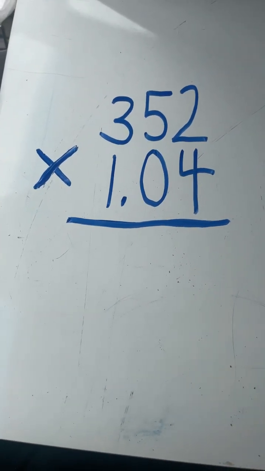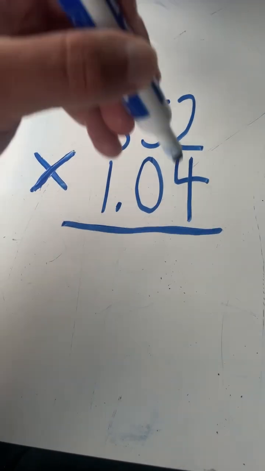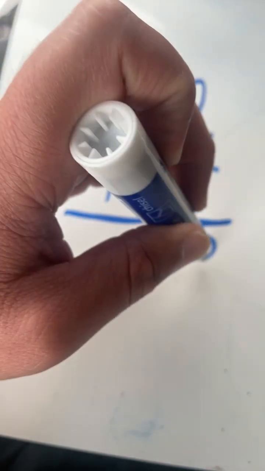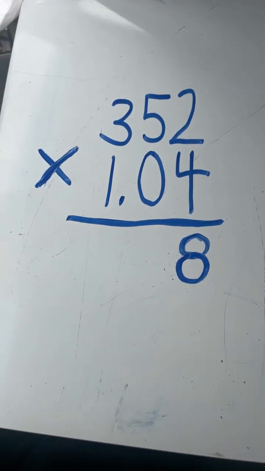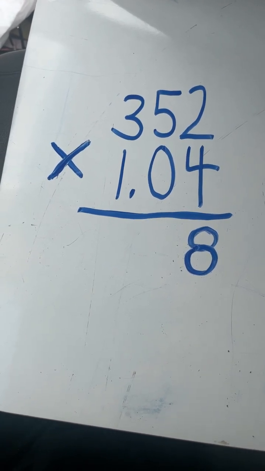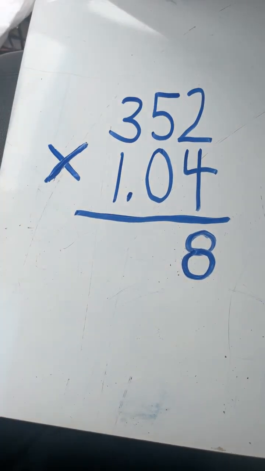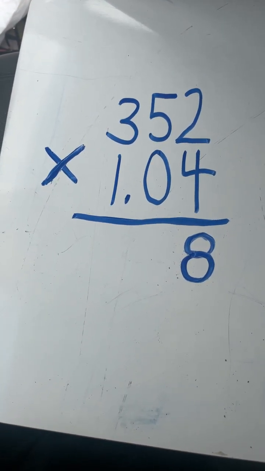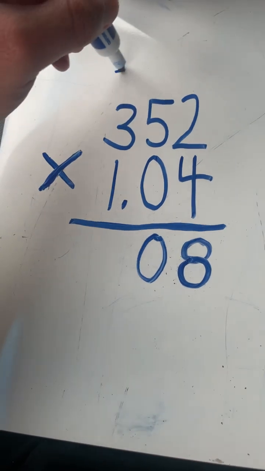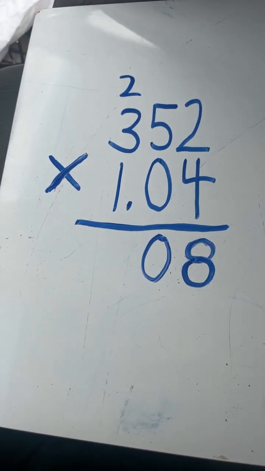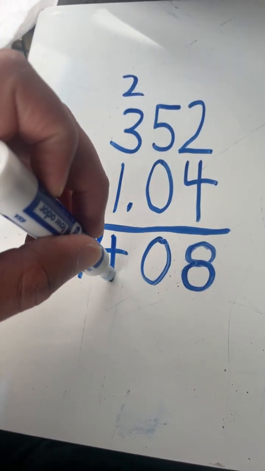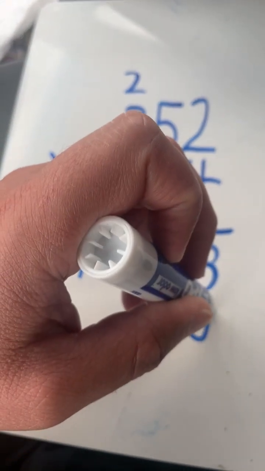So 352 times 104. Start out in the ones place. I'm going to multiply both digits in the ones place. 2 times 4 equals 8. I do not need to regroup there, because whenever our product is less than 10, regrouping is not needed. 5 times 4 equals 20. So for the tens place, I am going to need to regroup. The 0 goes here, and I'm going to carry over the 2. 3 times 4 equals 12, plus 2 equals 14.